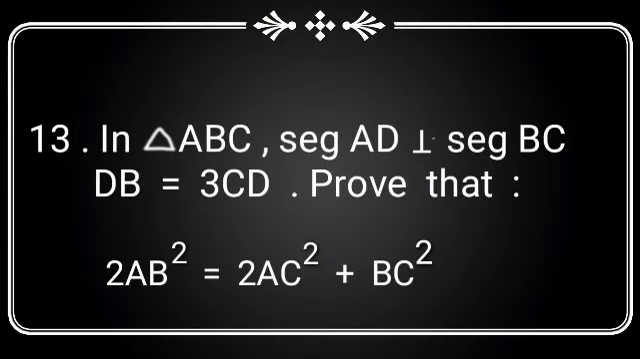Example number 13. In triangle ABC, segment AD is perpendicular to the segment BC. DB is equal to 3 times CD. Prove that twice AB square is equal to twice AC square plus BC square.